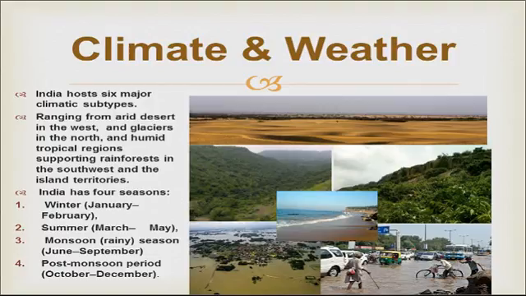The next talks about climate and some water. So I have some pretty neat pictures on this one. It tells us that there's 6 major climate subtypes, so you can tell kind of from the pictures which ones they are. The top one is the arid desert. Also in the north there are some glaciers and some very humid tropical regions, almost like a rainforest in the southwest. And there's also obviously some island territories being surrounded by water. There's 4 seasons in India. There's a winter season, a summer season, a monsoon season, and the post-monsoon season.